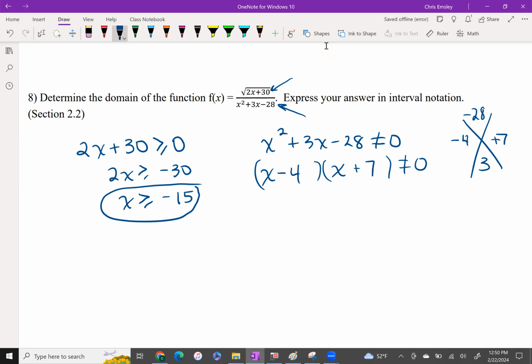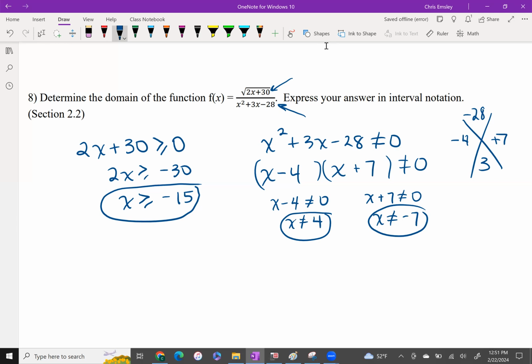We take each one of those factors. We have to make sure x minus 4 is not 0, because that would give us an undefined function. We have to make sure also that x plus 7 is not 0. So x can't be negative 7. So we have all our answers here, but we need to put these 3 circled pieces of information together into a single interval notation answer.